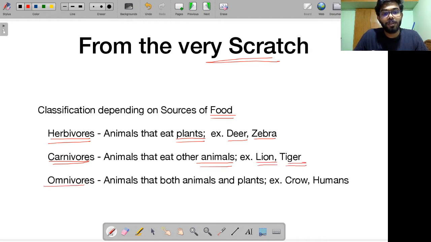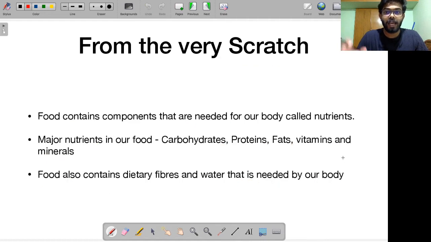Then we have omnivorous animals, animals that are capable of eating both animals and plants. For example, crow can eat both animals and plants. Then we have humans, we are capable of eating both animals and plants. Alright? So this is, as you can see, from the very scratch. So we are eating food.